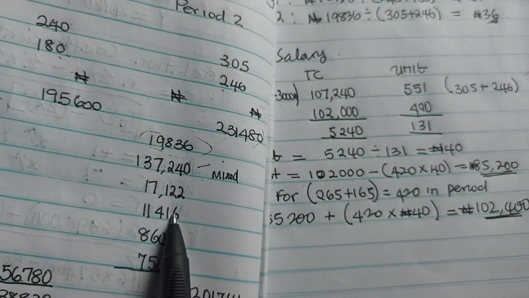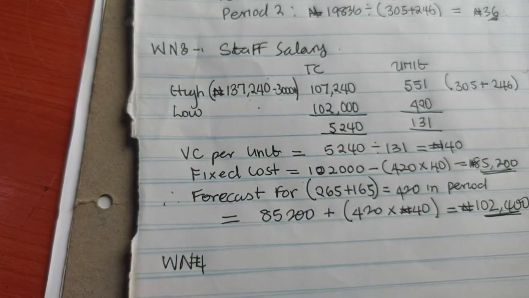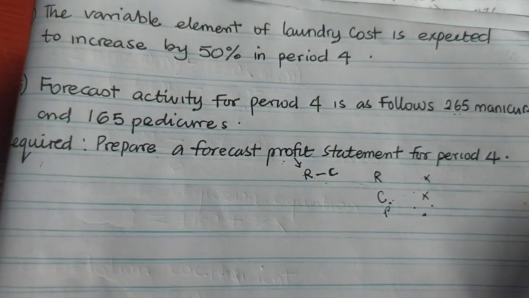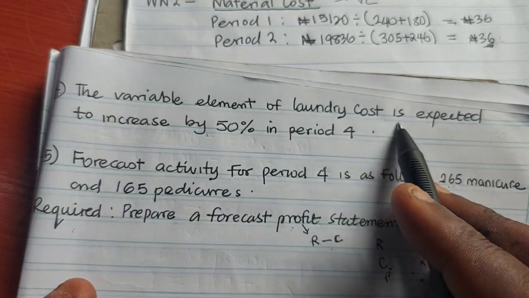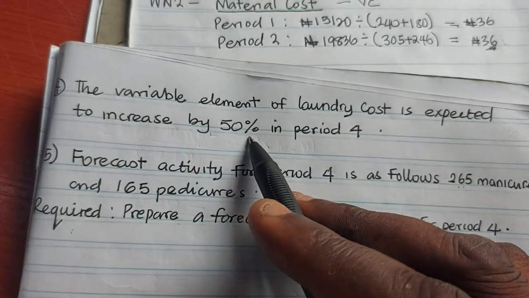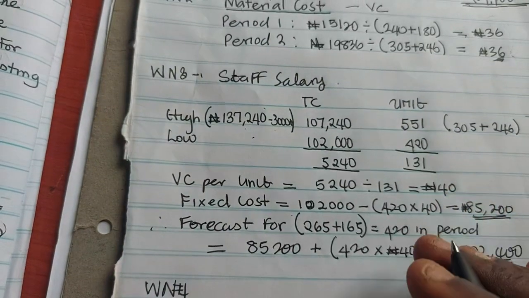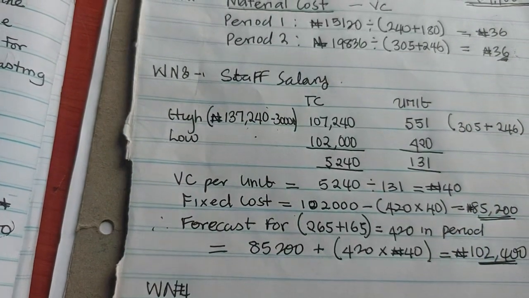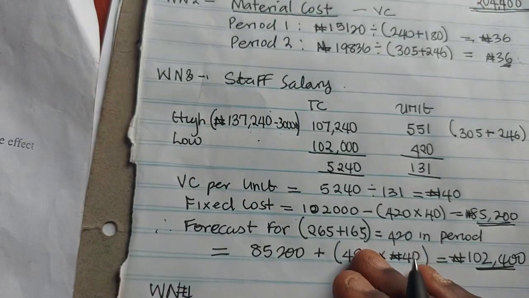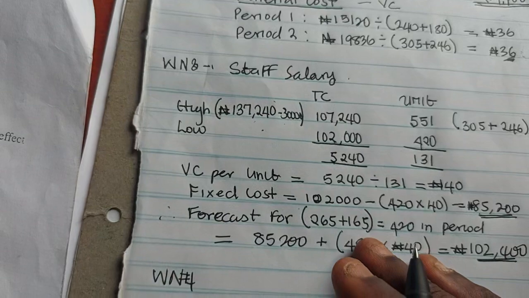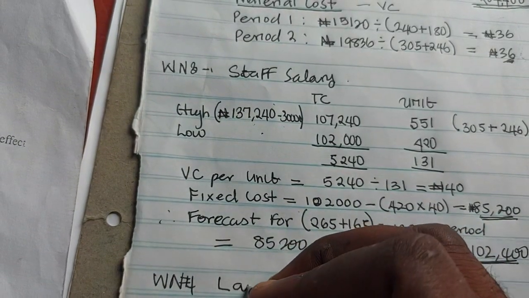Information on laundry. The variable elements. If you look at the laundry, they said the variable elements of the laundry cost is expected to increase by 50% in period 4. But let's look at the laundry cost first. Let's bring out the variable elements in the laundry. So to do that, we use high and low. That's the laundry.